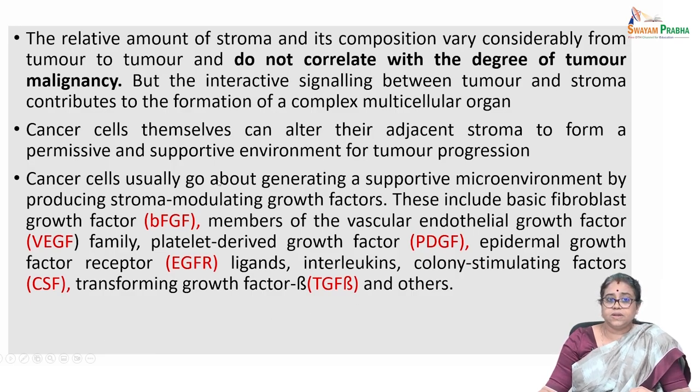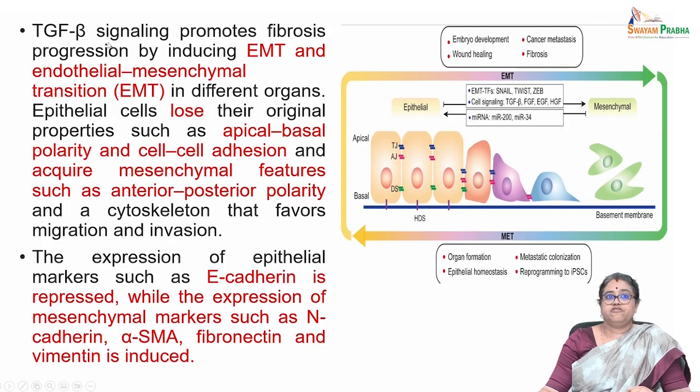So, there are several growth factors which are produced by cancer cells, and each one of them has a mechanism to generate a supportive microenvironment for the growth of cancers. But to make things simple, we will just focus on TGF-beta to see how the activity of TGF-beta helps in tumor growth. Now, TGF-beta signaling promotes fibrosis and progression by the EMT.